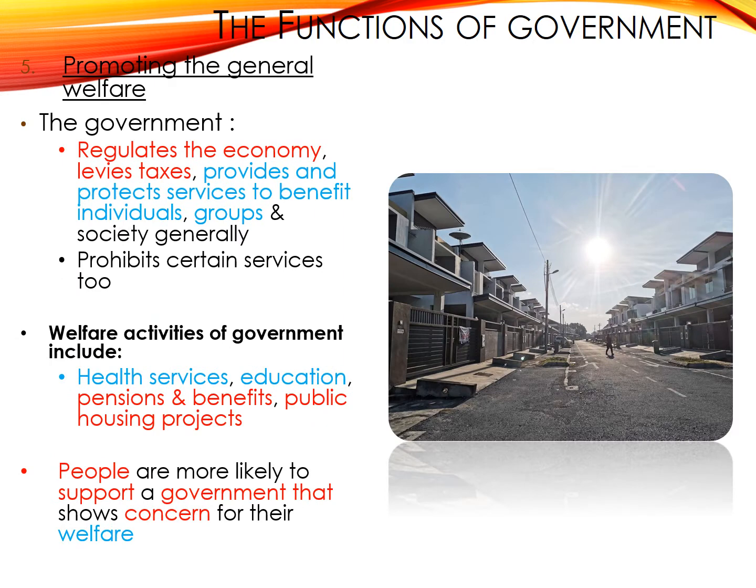The fifth function is promoting the general welfare. Governments have always, to some degree, tried to look after the material well-being of their citizens. For example, some governments in ancient times gave aid to farmers or controlled prices. Today, the general welfare functions of governments have multiplied immensely. Government provides the infrastructure that allows economic and social interactions to take place. It regulates the economy, taxes, provides and protects services to benefit individuals and groups and society generally. It prohibits certain services too.